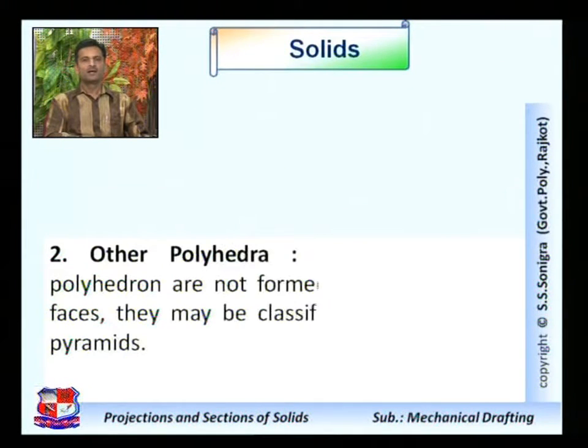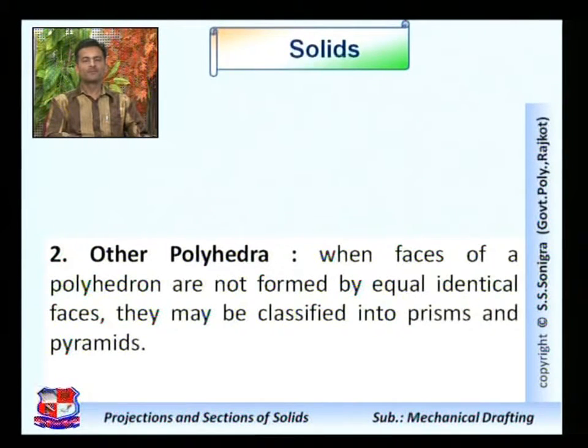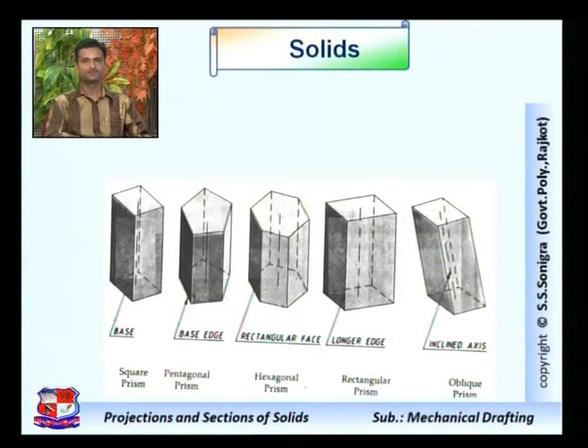Solids. Number 2, other polyhedra. When faces of a polyhedron are not formed by equal and identical faces, they may be classified into prisms and pyramids. That is other polyhedra. These are the various solids.